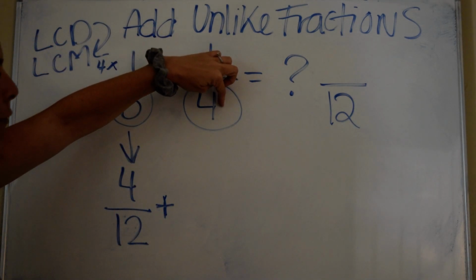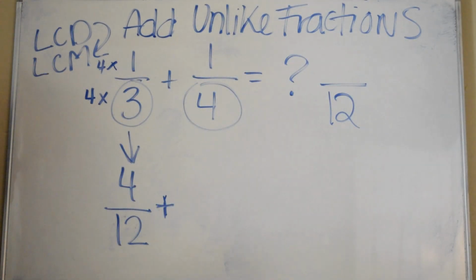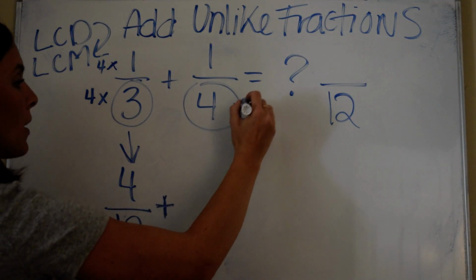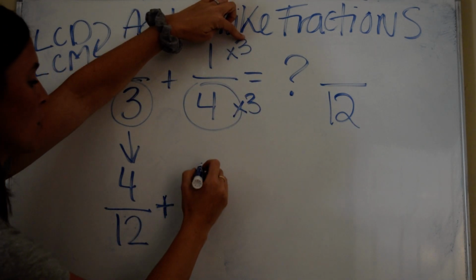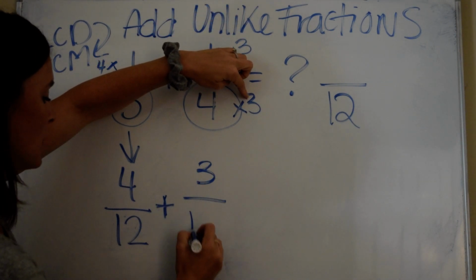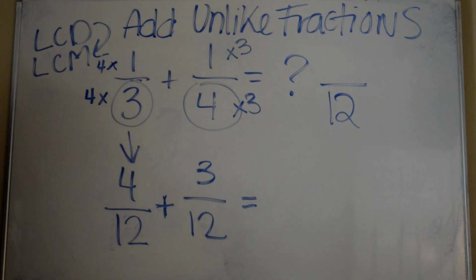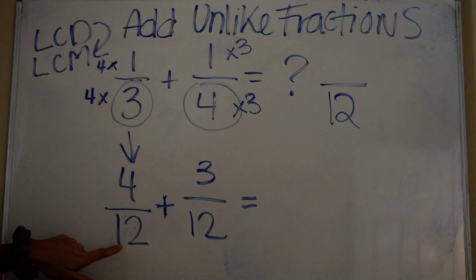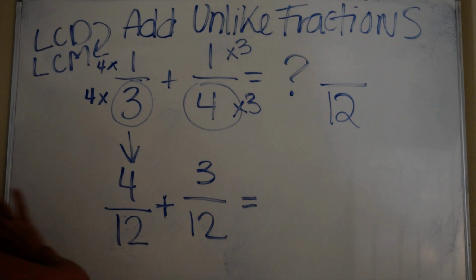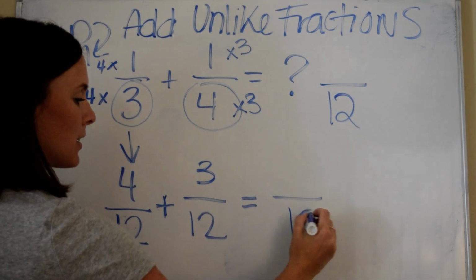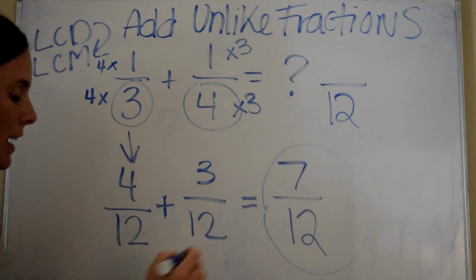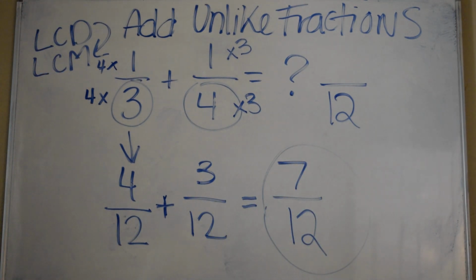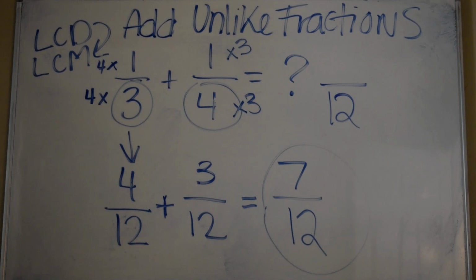How do I change a 4 into a 12? I need to multiply it times 3 because 4 times 3 is 12. And you have to multiply it to the top as well. So 1 times 3 is 3. And 4 times 3 gives me the 12. Do you see why we needed to do that? Now I have like denominators and I can just add across. My denominator is the 12 and 4 plus 3 is 7. So there is our answer to our original problem. So I would say that 1/3 plus 1/4 equals 7/12.